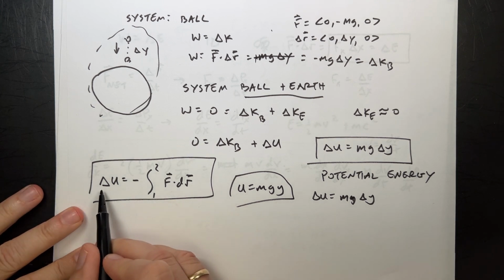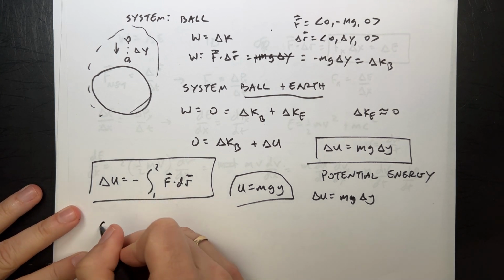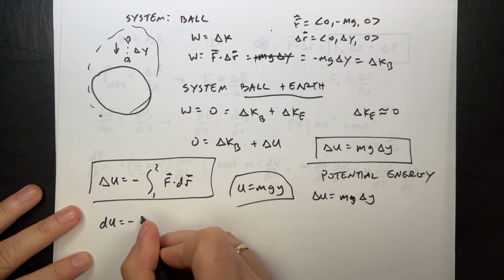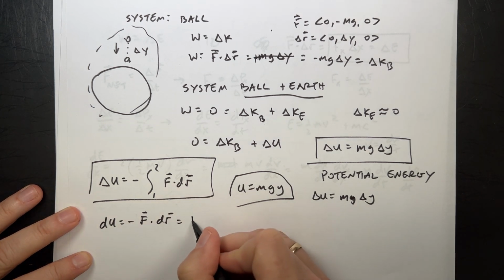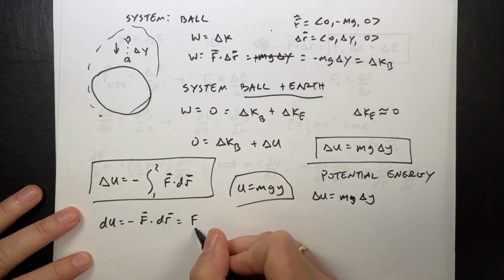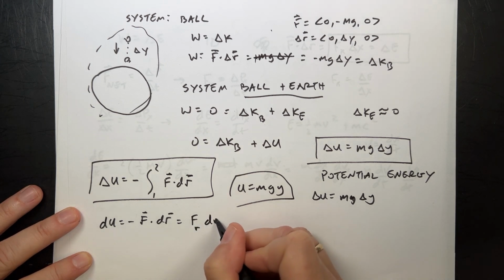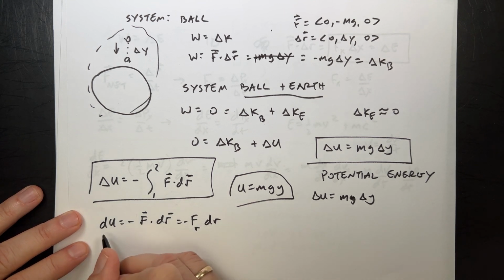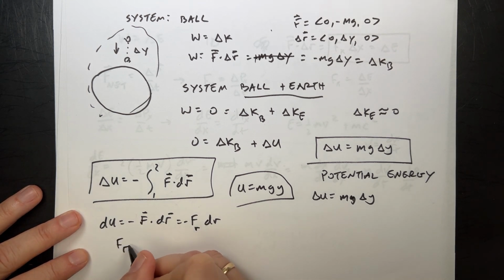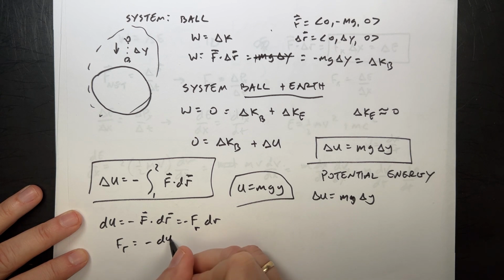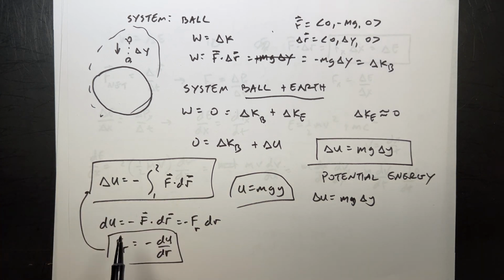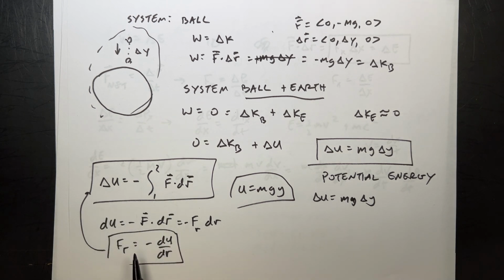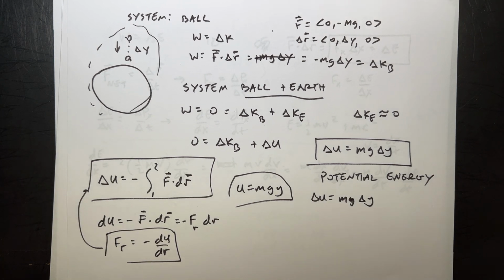Up here also, if I let this be just a differential, I could say dU is negative F dot dr, and F dot dr is going to be F_r, the component of F in the dr direction, negative. So now if I solve this for F_r, I get F_r is negative dU/dr. So that relates to this. I can find the potential from the force, and I can find the force from the potential by taking the derivative, if I know that way.